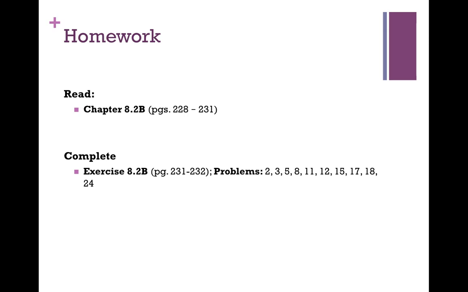So for this homework assignment, you are asked to do exercise 8.2b on pages 231 to 232. You are asked to do problems 2, 3, 5, 8, 11, 12, 15, 17, 18, and 24. For these, you are to put each of the following hypothetical syllogisms into standard form, identify any implicit premise or conclusion, identify what type of hypothetical syllogism it is, and determine whether the syllogism is valid or invalid.